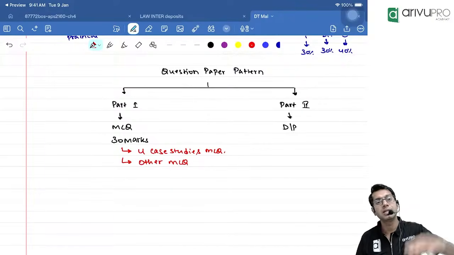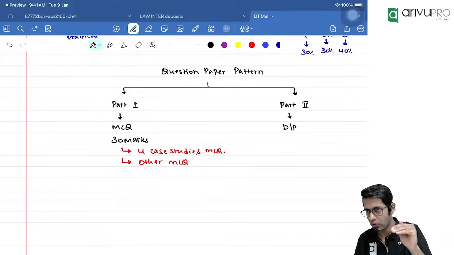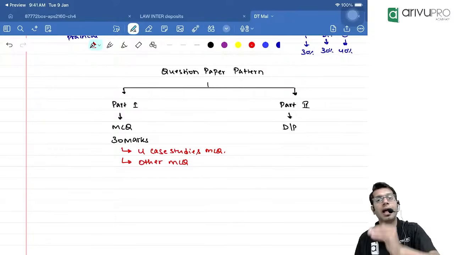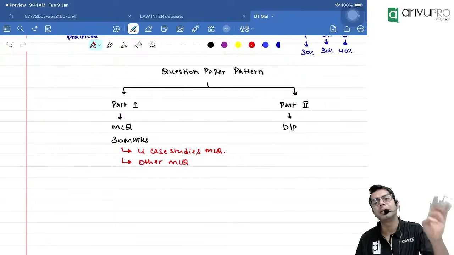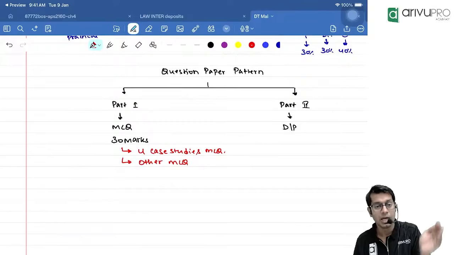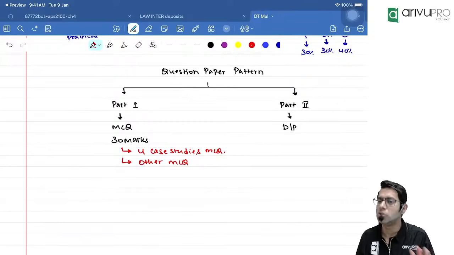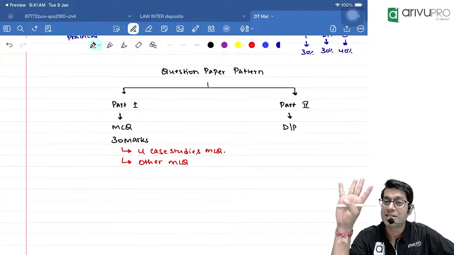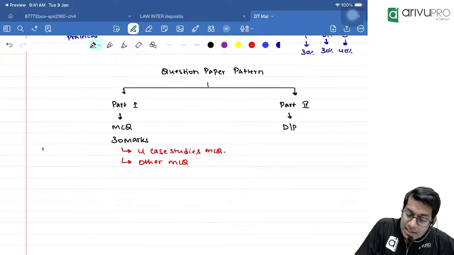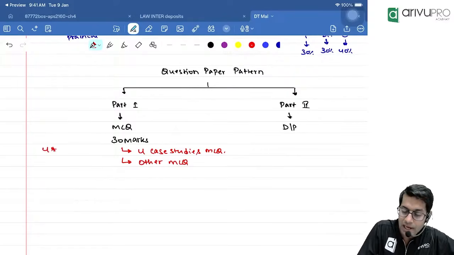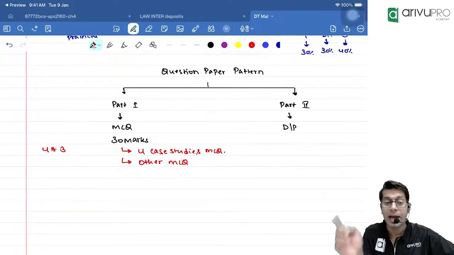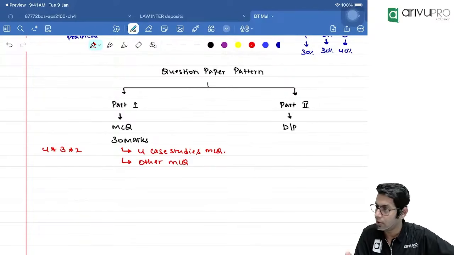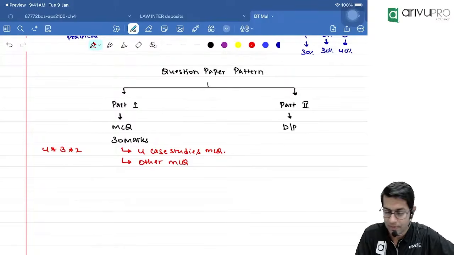Case study based question means there will be a case, a story which they'll give you. That story will have 3 questions, sometimes 4 questions. Based on the story, you should answer these questions. Okay. So how many case studies will they ask? 4 case studies, and each case study will normally have, I'm talking about tax, 3 questions, and each question will be for 2 marks. Okay, sir, MCQ 2 marks? Yes, 2 marks MCQ will be there.